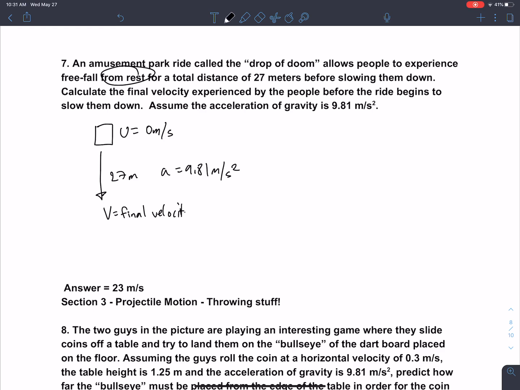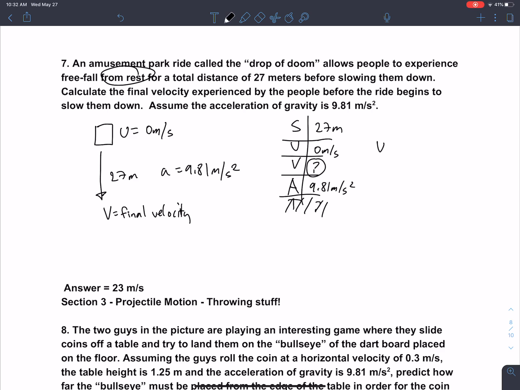How are we going to calculate our final velocity? So let's find a formula for that. Okay, so we're going to make our SUVAT table. S is equal to 27 meters. U is 0 meters per second. V is what we're trying to find. My acceleration is 9.81 meters per second squared. Time we don't have. Okay, so what formulas can we use for that?